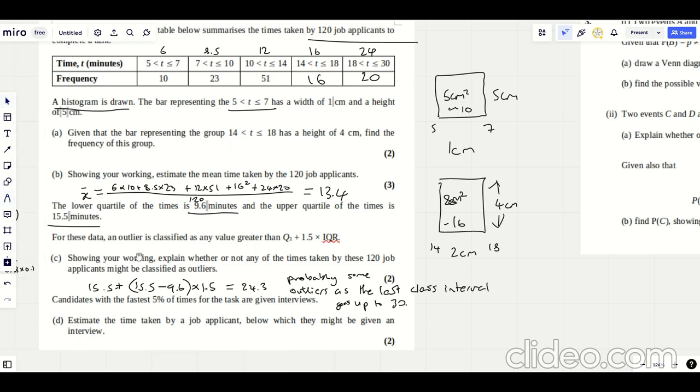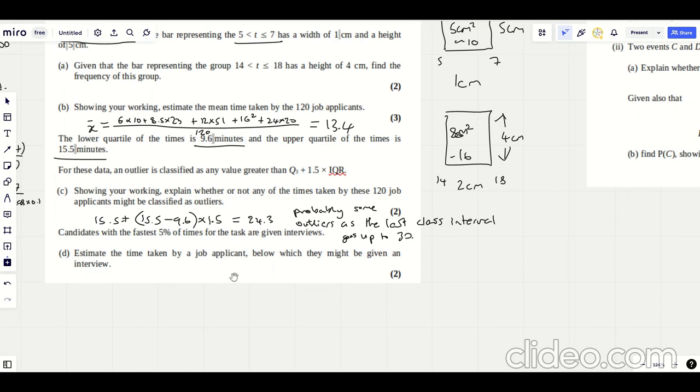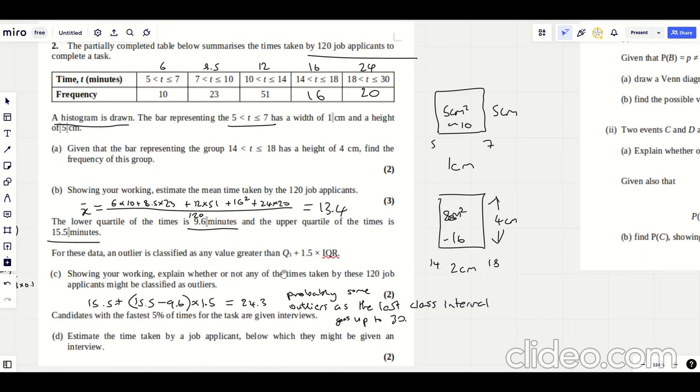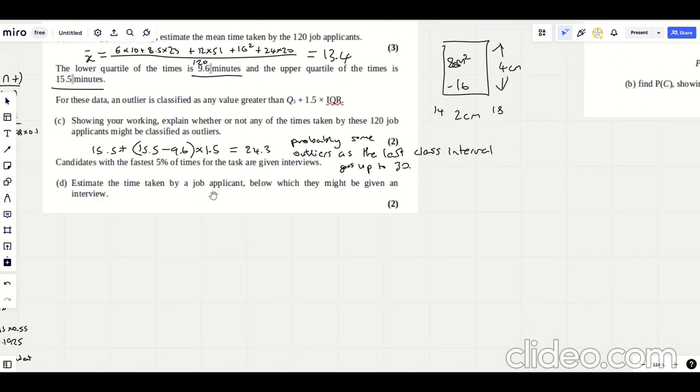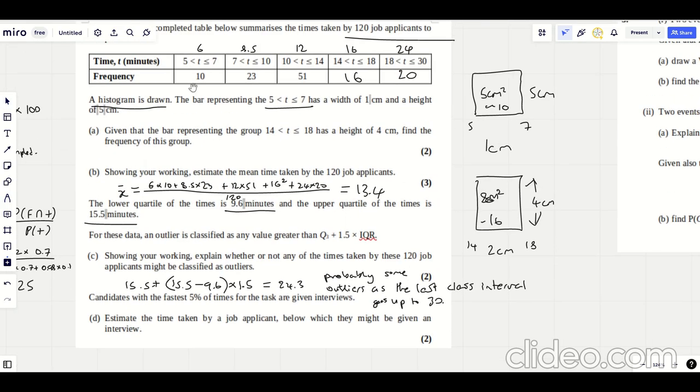Okay, estimate, right, candidates with the fastest 5% of times for the task are given interviews. Estimate the time taken by a job applicant below which they would be given an interview. So this is interpolation, really. Find the top 5 percentile or the 95th percentile, if you prefer to put it like that. We want the fastest 5 percenters, yeah?